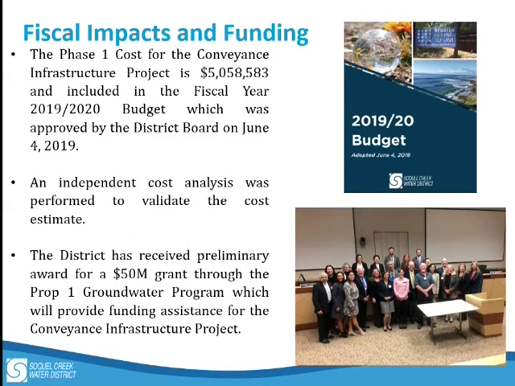Just in summary, the efforts that Taj mentioned for phase one, the cost is just over $5 million. It's $5,058,583. And that price was included in the district's approved 2019-2020 budget. As Taj mentioned, we did do an independent cost analysis, and also, as you know, the district was awarded the Prop 1 groundwater grant implementation funds for $50 million. So that will help fund both the design as well as the construction of this conveyance infrastructure project.